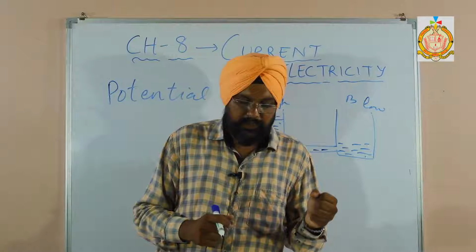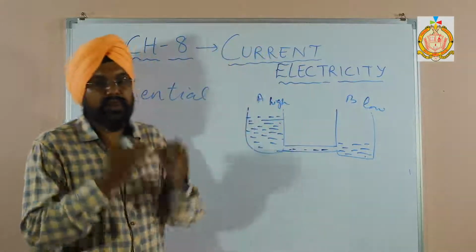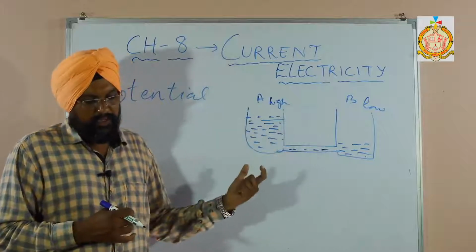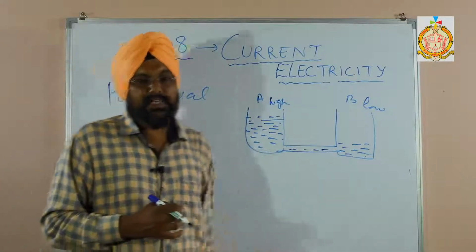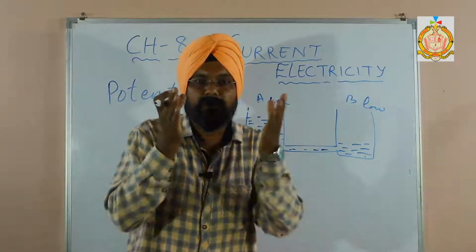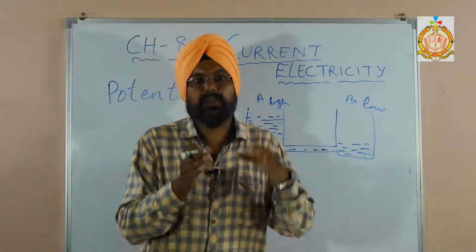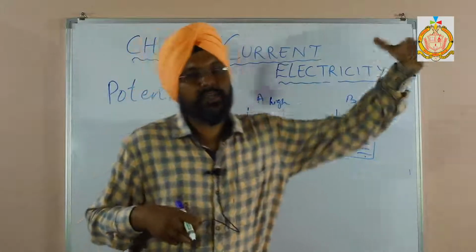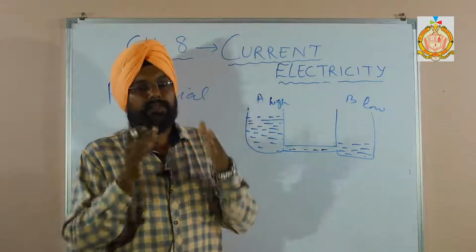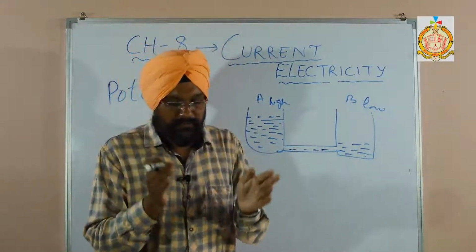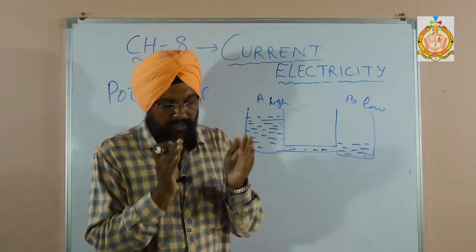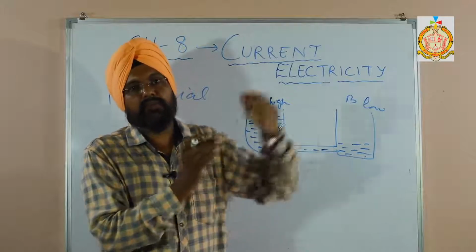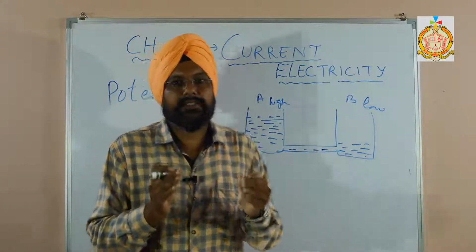So potential at a point is defined as the amount of work done in bringing a unit positive test charge from infinity to that point. If you are talking about potential, you have to talk about infinity, because we don't know from where to bring the positive charge. So infinity to that point is called potential. Potential is defined as the work done to bring the unit positive charge from infinity to that point.